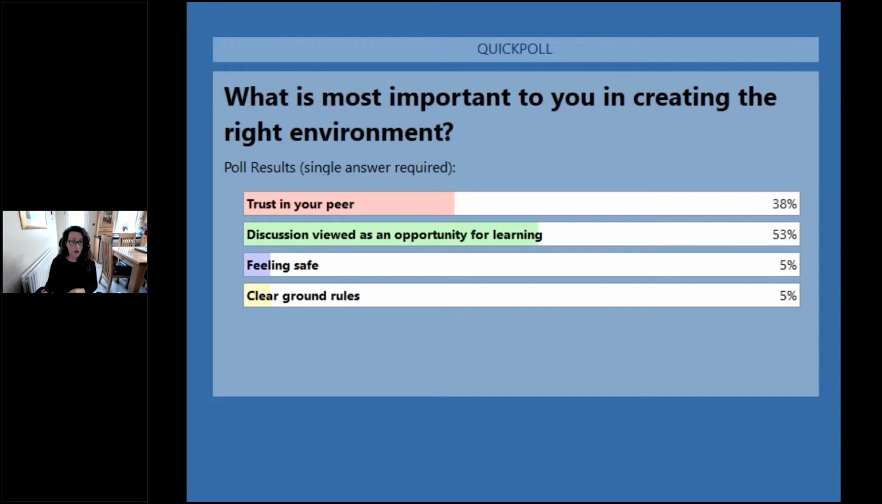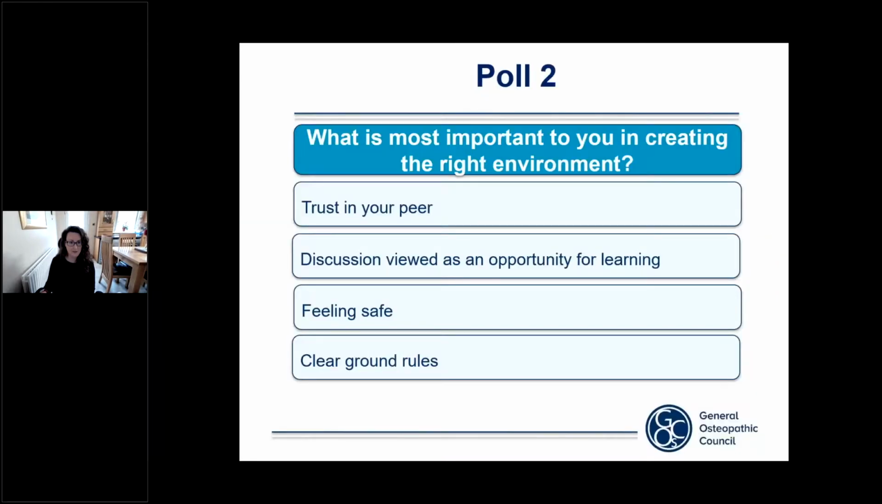So, interesting: discussion viewed as an opportunity for learning. That's actually different to some of the other webinars that we have participated in or we've led, so that's really good to know. Okay, discussion viewed as an opportunity for learning. So maybe, in our communication with the wider profession, we're going to reflect that. Oh, that's great. Thank you. And Stacey, don't worry, I'm going to close the poll now or hide it. So the slides should have reappeared. Yep.